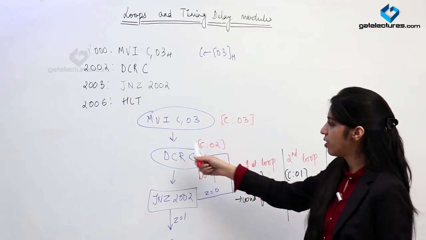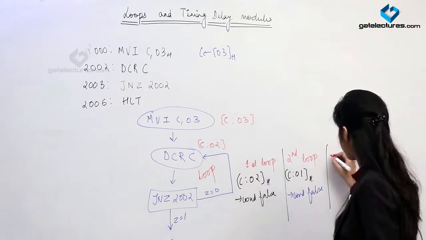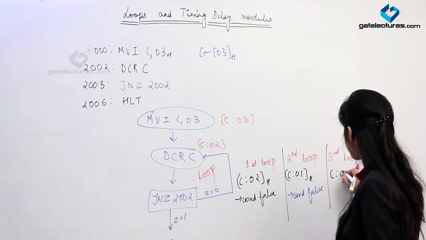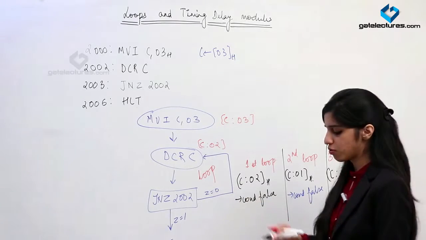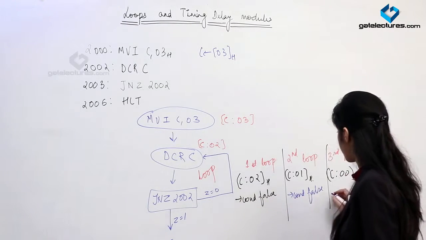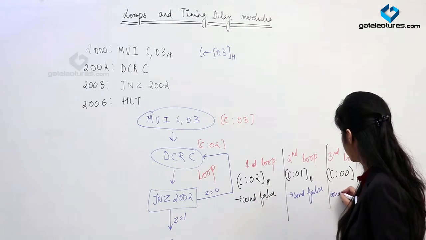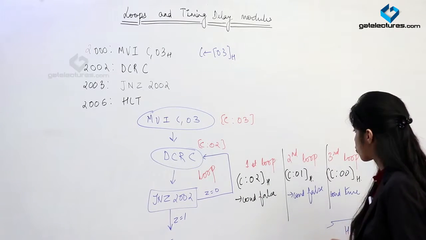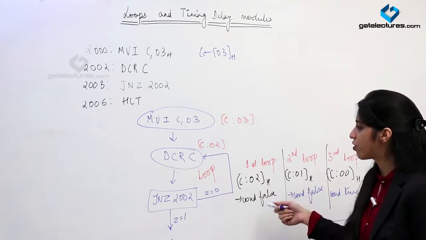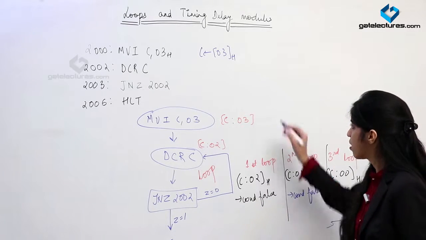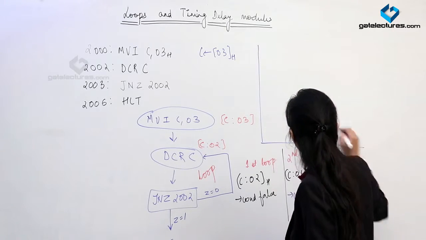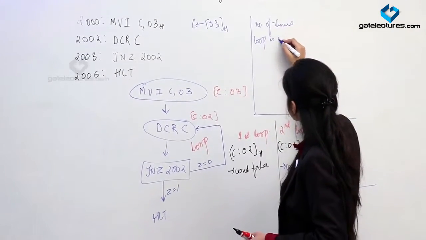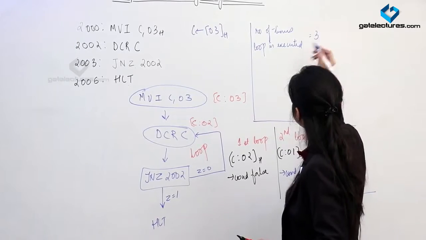Now what happens when again you reach here? Again you have reached here in the third loop, the third time. Now C is 00. Now you check the condition. Now the zero condition is met, which means you will get out of the loop. The program will stop, halt. So the total number of times that the loop was executed is 3.